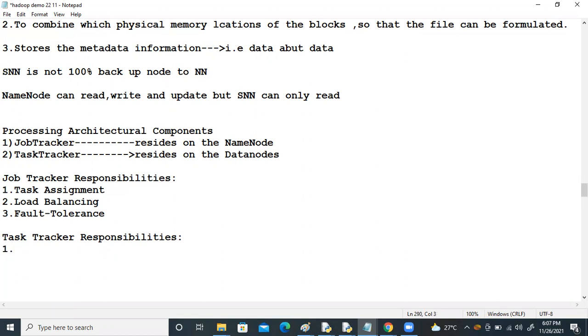What are the task trackers? Executing the tasks given by the job tracker, and giving acknowledgement to the job tracker.